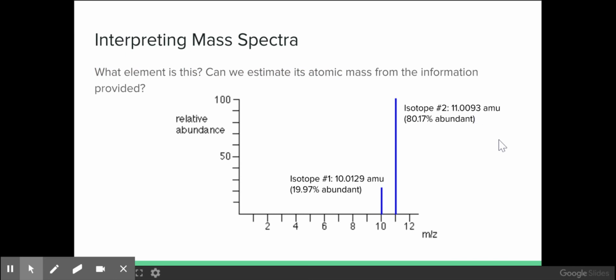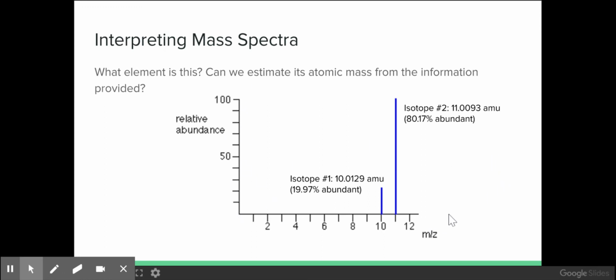The one thing you need to know how to do is how to interpret what a mass spectrometer gives as its reading. So for instance, can we tell what element this is? Well, for instance, I can see that there are 2 isotopes being separated by the mass spectrometer. Isotope 1 has a mass of 10.0129 atomic mass units. Isotope 2 has a mass that's a little bit above 11. I also have their percent abundances, which is given by the y-axis of these mass spectra.